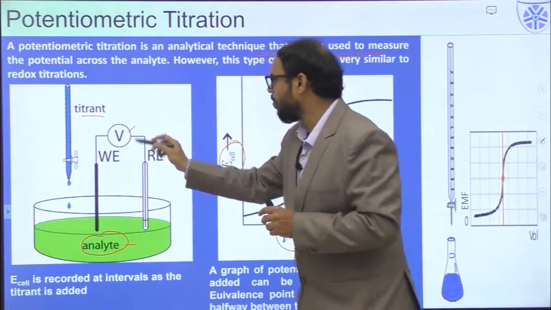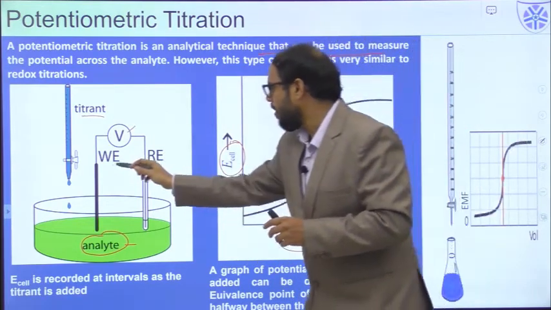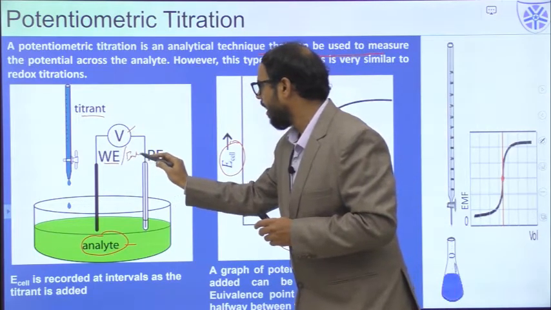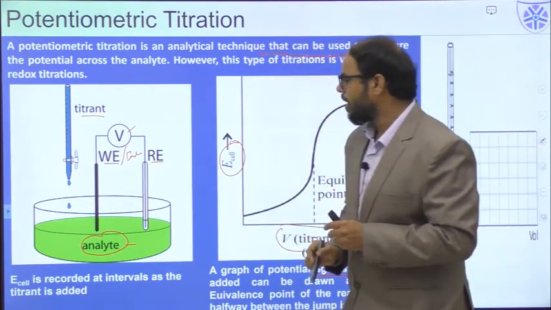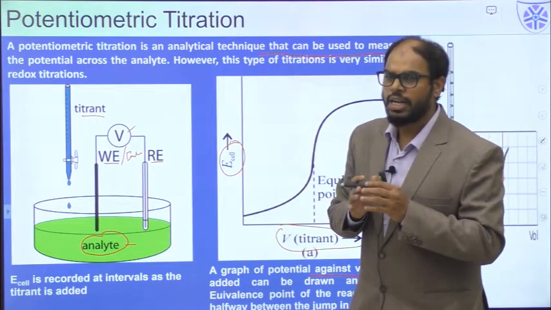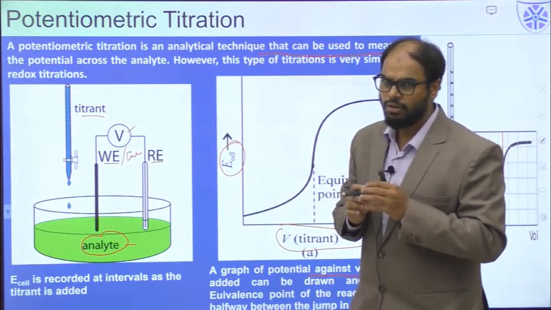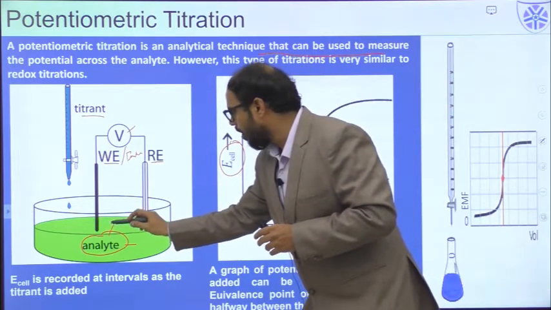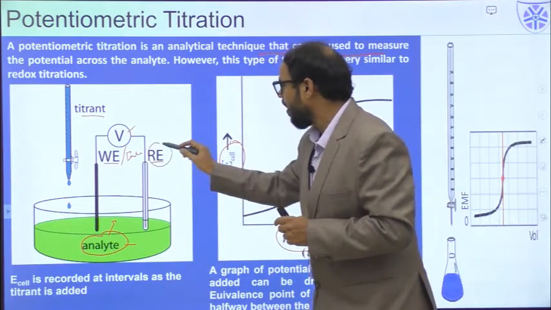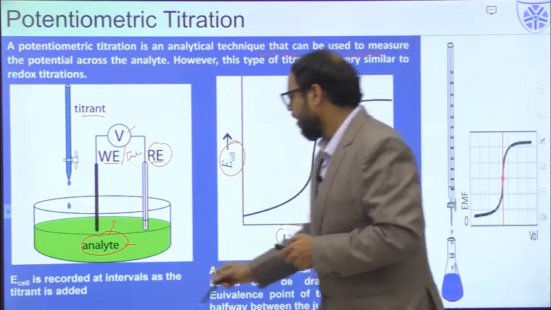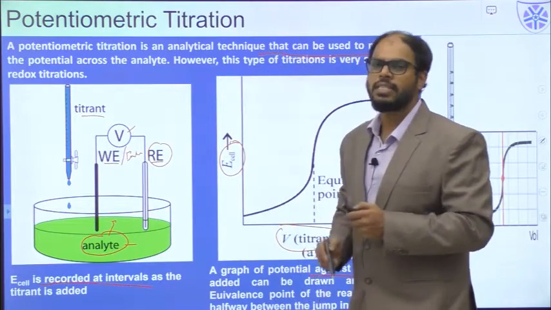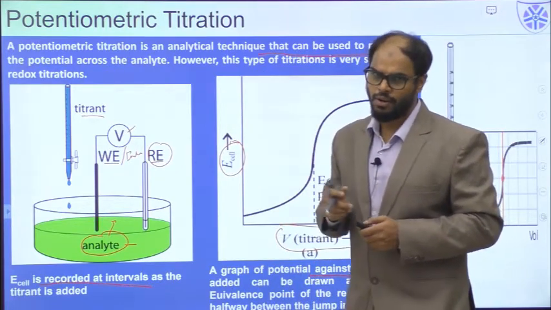Since we are not going to use any indicator, we can find out the endpoint only with the help of the potentiometer, and this potentiometer is a combination of a working electrode or an indicator electrode with a reference electrode. A working electrode or an indicator electrode alone cannot give the absolute value. We find out the electrode potential of the analyte while adding the titrant in combination with a reference electrode. This E cell is recorded at regular intervals as the titrant is added drop by drop.